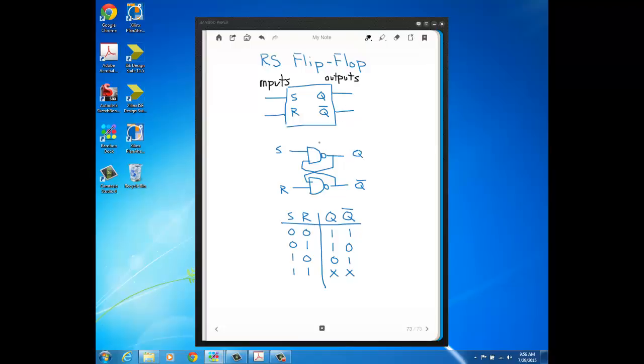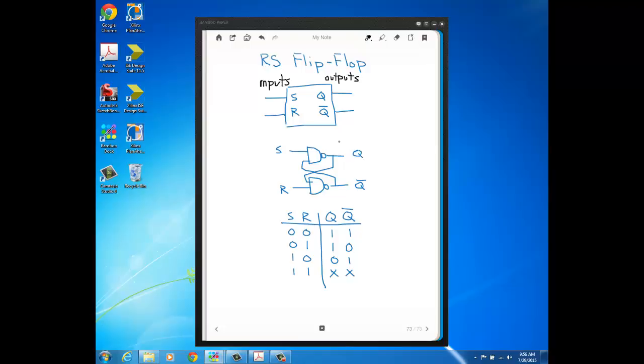Now this is one way to make an RS flip-flop: you can take two NAND gates and connect them up in this fashion. This is called a cross-coupled connection, where the output of one NAND gate is connected to one of the inputs of the other NAND gate. And you can see that the output of this one is also connected to the other NAND gate's input. So all RS flip-flops have these gates that are cross-coupled.